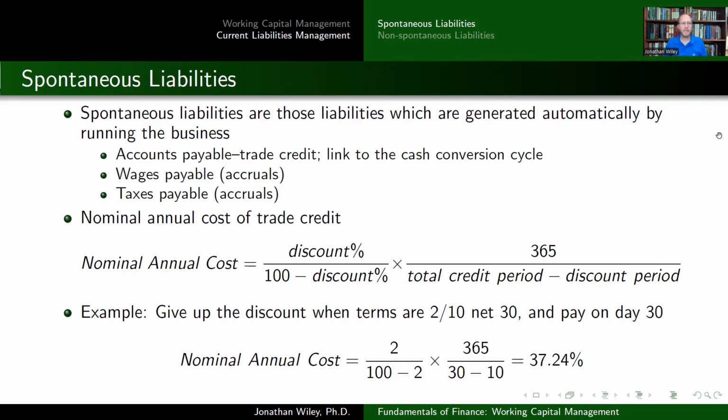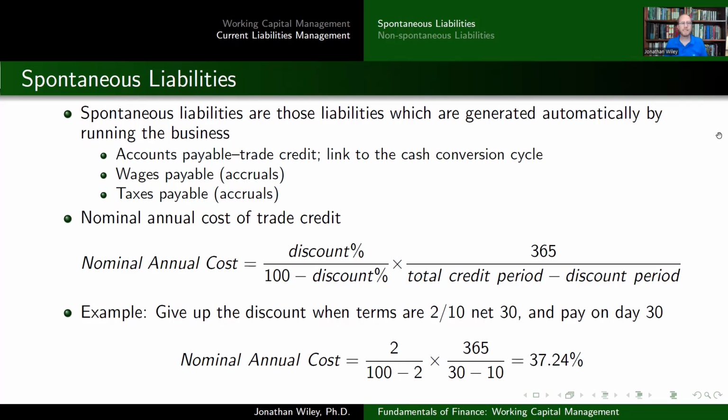And in a way, they can provide spontaneous funding, which helps to pay for some of the current assets that I have discussed in prior videos. Now, accounts payable is basically considered trade credit. So basically, when I buy something from my supplier on account, he has extended credit to me, and that's called trade credit.